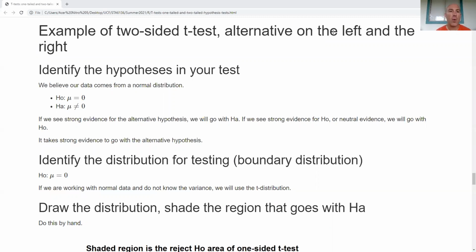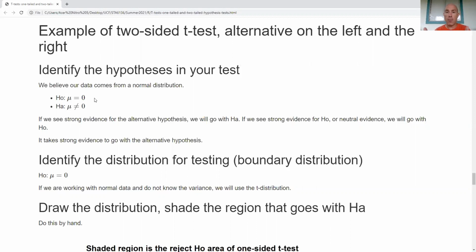So now let's get into a two-sided t-test. Here we have the alternative on the left and on the right. Once again, we have some population that we're interested in, specifically the population average. I want to take data and reach a conclusion about the population average. In a two-sided test, I want to know: is the population average equal to a particular value? And here the alternative is not equal to that.